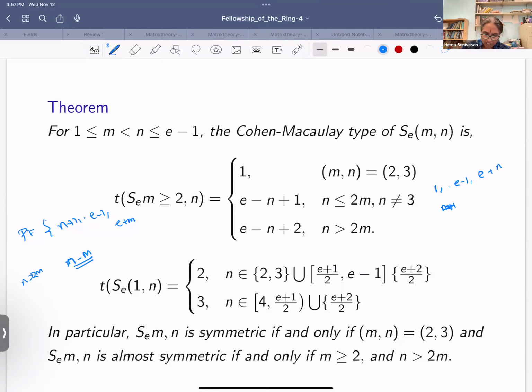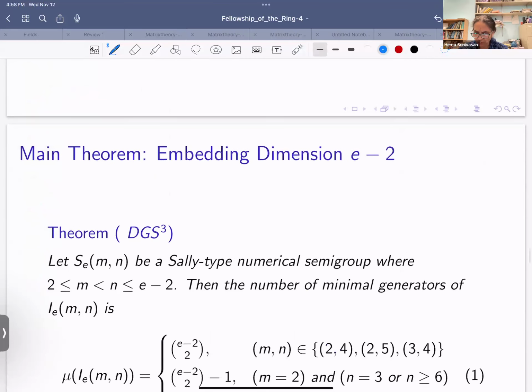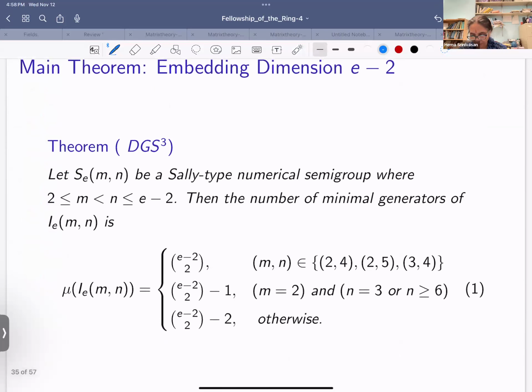In any case, this tells me that this SC of Mn is symmetric if and only if Mn is 2, 3, that we noticed, right? Otherwise, it's not symmetric. Okay. So this is what we actually set out to do. So that's why I called it the main theorem for the embedding dimension e minus 2, and then the other things were afterwards. We wanted to just compute the minimal generating set.